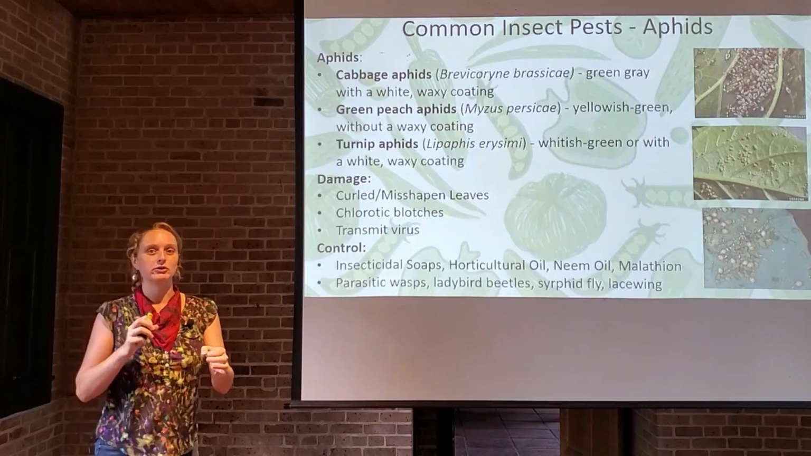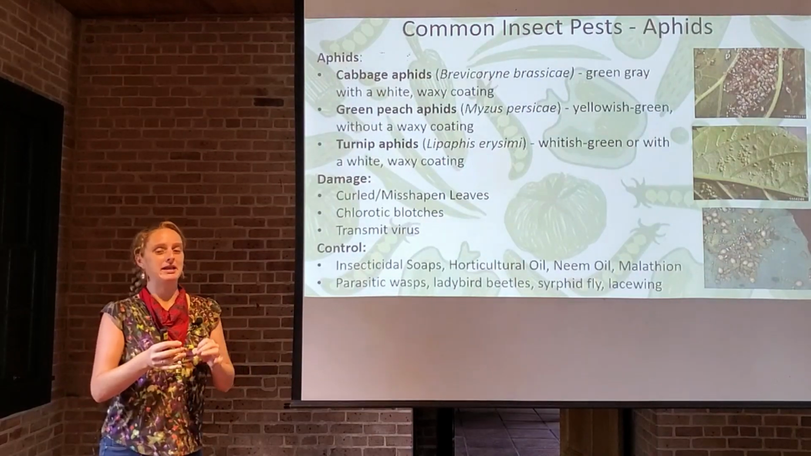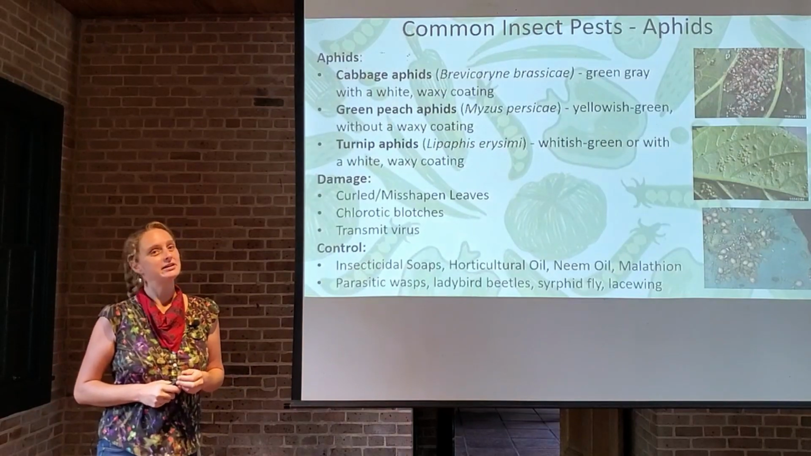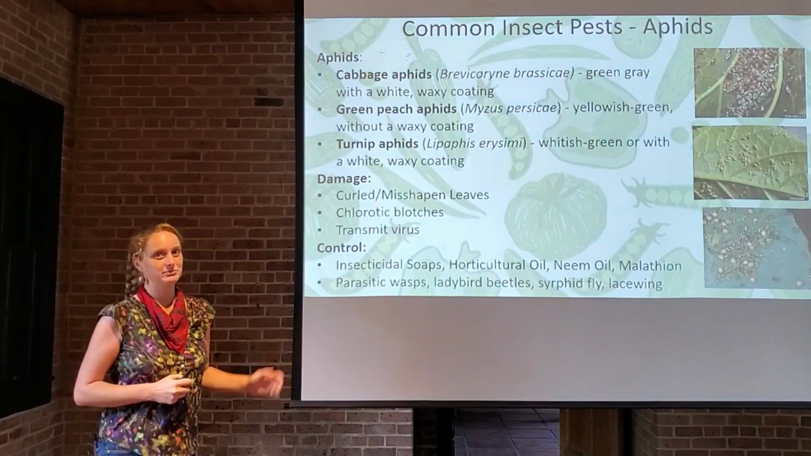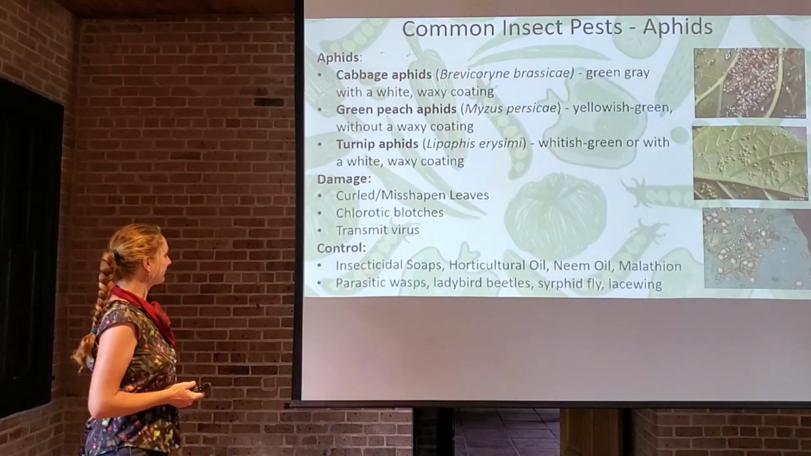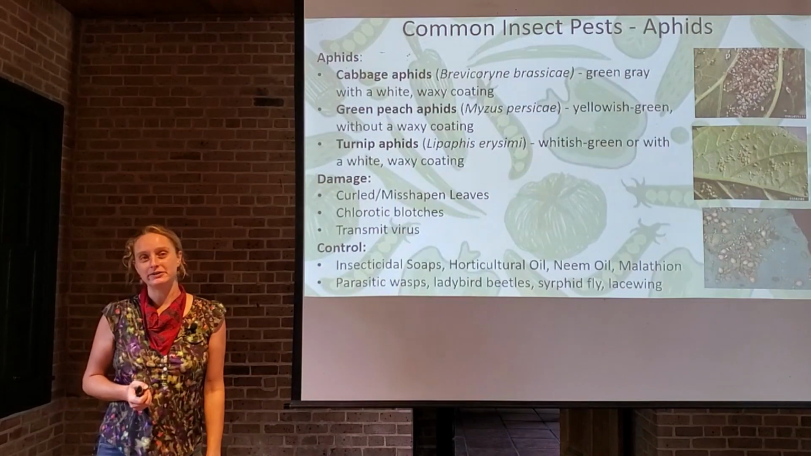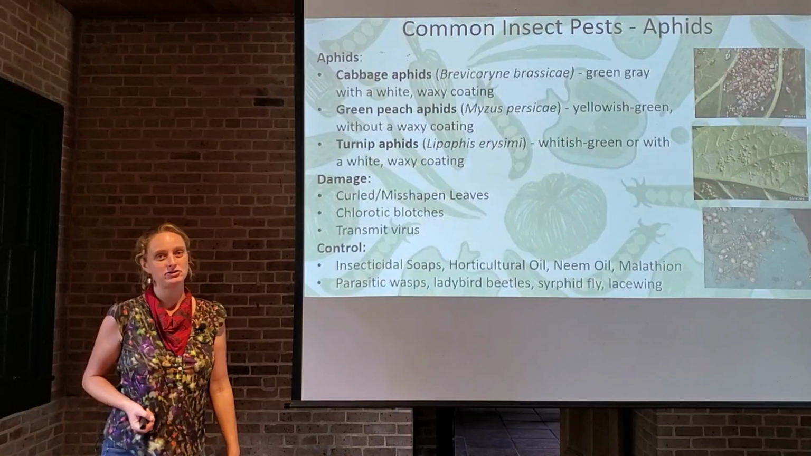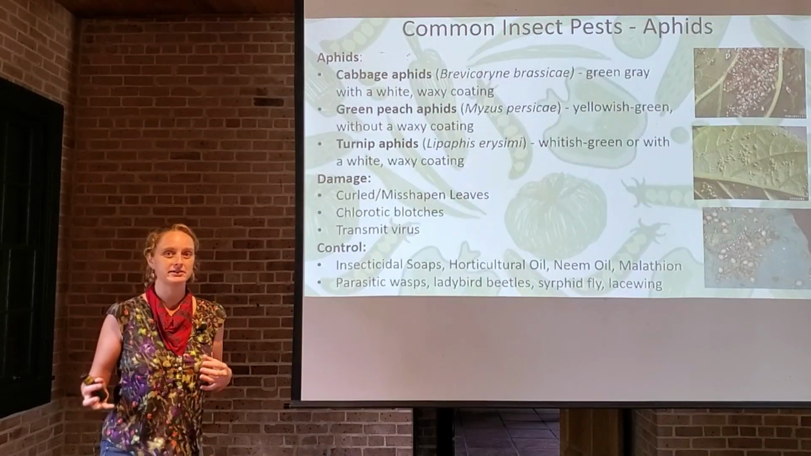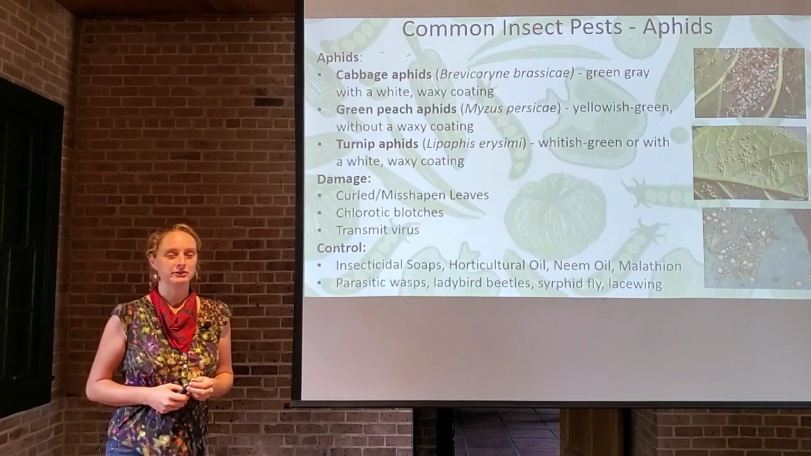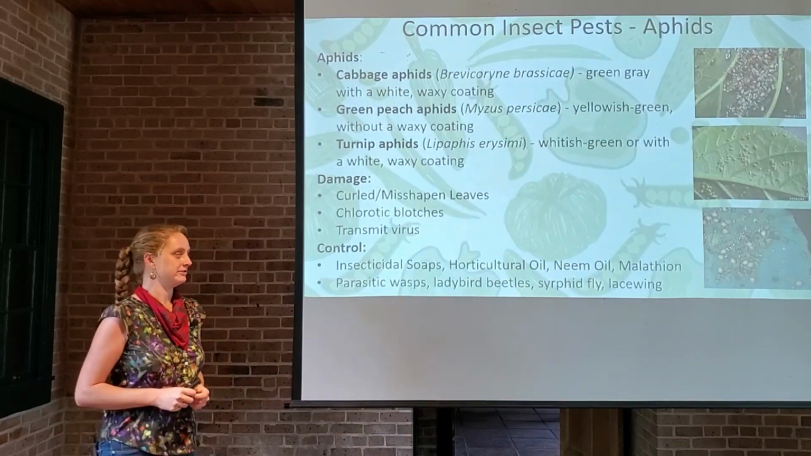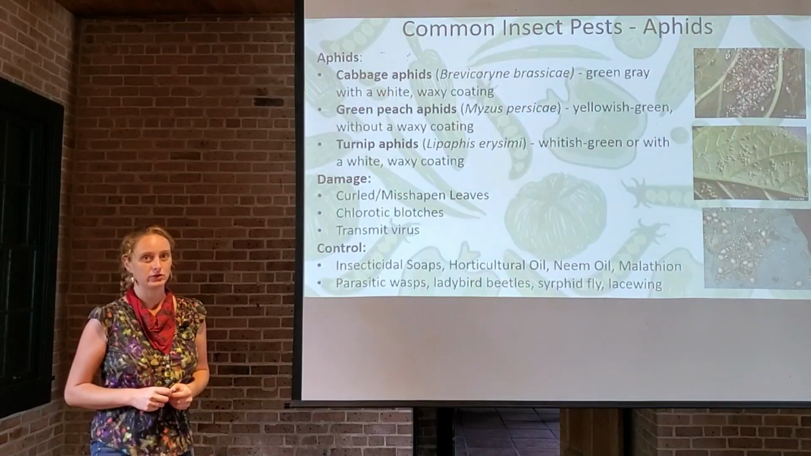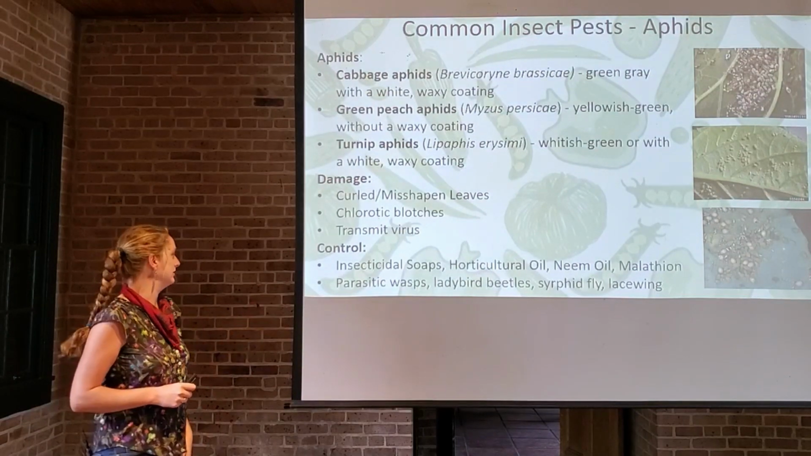If you notice some chlorotic blotches, remember that's like pale blotches on the top of the leaves, it's a good idea to check the underside of the leaves in that case too, because it could be damage from aphids feeding. They can also transmit viruses. You'll remember in the plant pathology class, we did talk about how insects can act as vectors for plant viruses and move them from plant to plant within the garden. So it's important to be aware of that and control aphids if you do have an infestation.